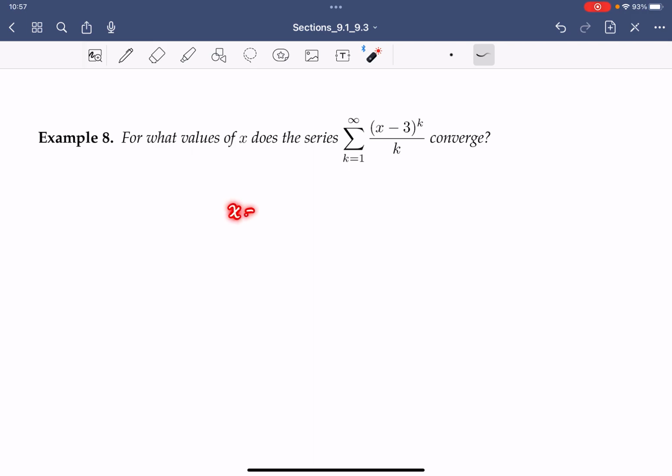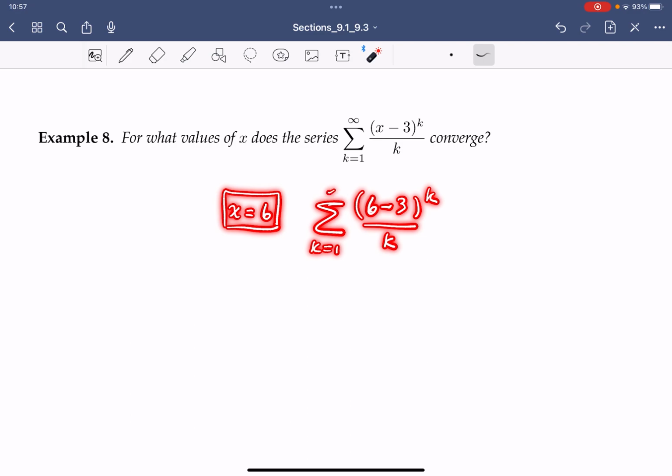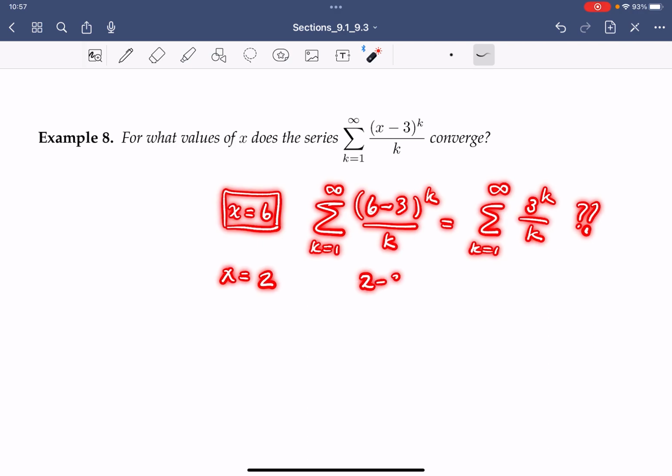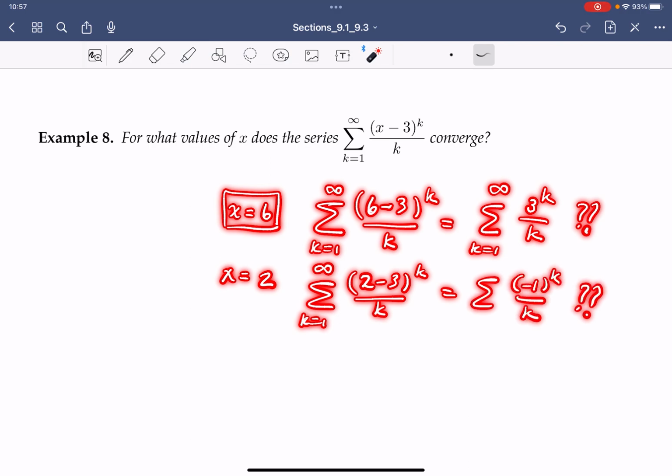But let's say I plug in x equal to 6, what happens? It's going to be (6 minus 3) to the k over k factorial, summation k from 1 to infinity. So I get the summation of 3 to the k over k factorial. I want to know, is this convergent or divergent? And if I plug in x equal to 2, I get (2 minus 3) to the k over k factorial, the sum from k equal to 1 to infinity of (minus 1) to the k over k factorial. Is this convergent or divergent?